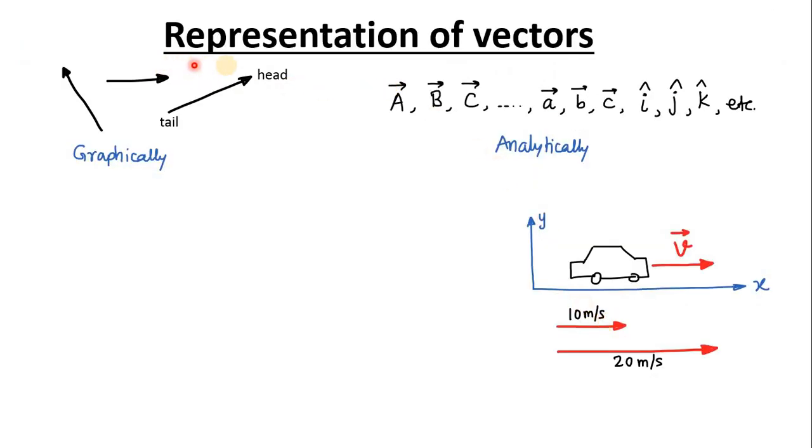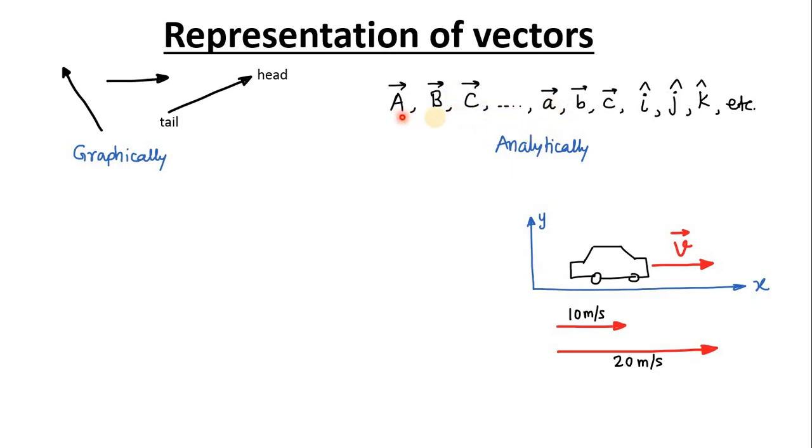Now let us see how we represent vectors. When we write notes on paper, we can represent vectors either graphically by drawing arrows or analytically. Analytically means mathematical equations. So when we write vectors in mathematical equations, we use symbols like this. We can take alphabetical letters A, B, C, D, E, F, any letter can be taken and we put an arrow over it. Whenever any letter is represented with an arrow on top of it, it means it is a vector quantity.